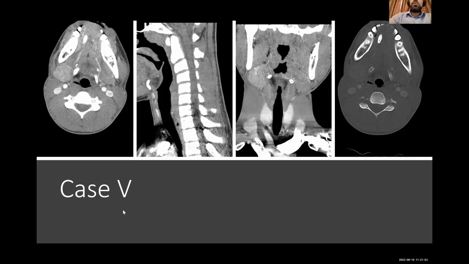An abscess will be low density on CT, with rim enhancement. Okay, I speak about the abscess here. Okay, it will be fine.